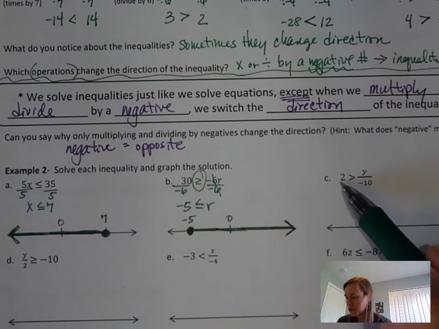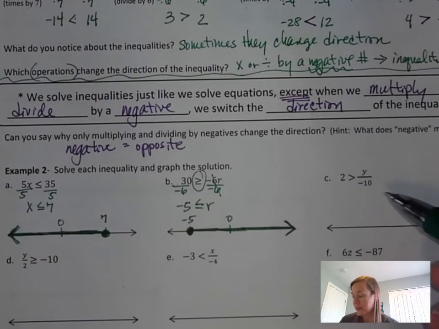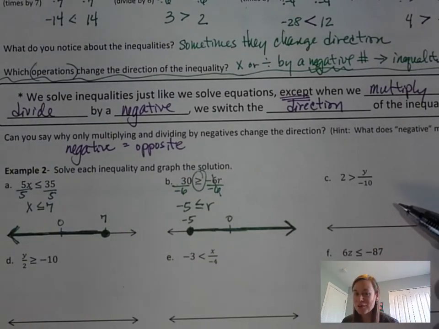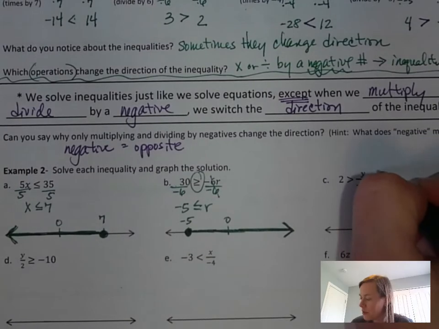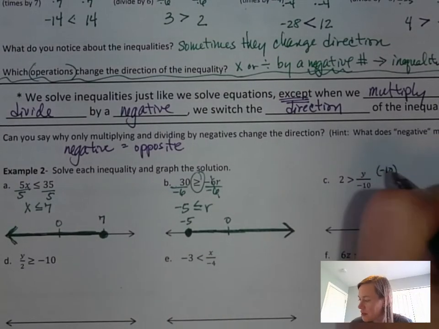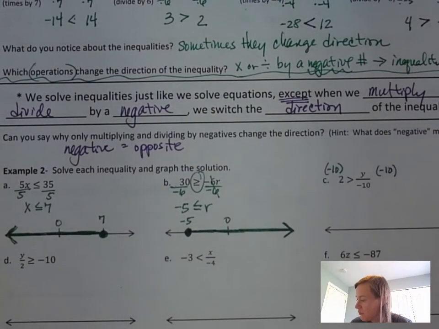So here we have 2 is greater than y divided by negative 10. Now we got to get rid of that negative 10. Right now it's being divided by negative 10, so we're going to do the opposite. We're going to multiply by negative 10. So we're doing multiply by negative 10 on both sides.